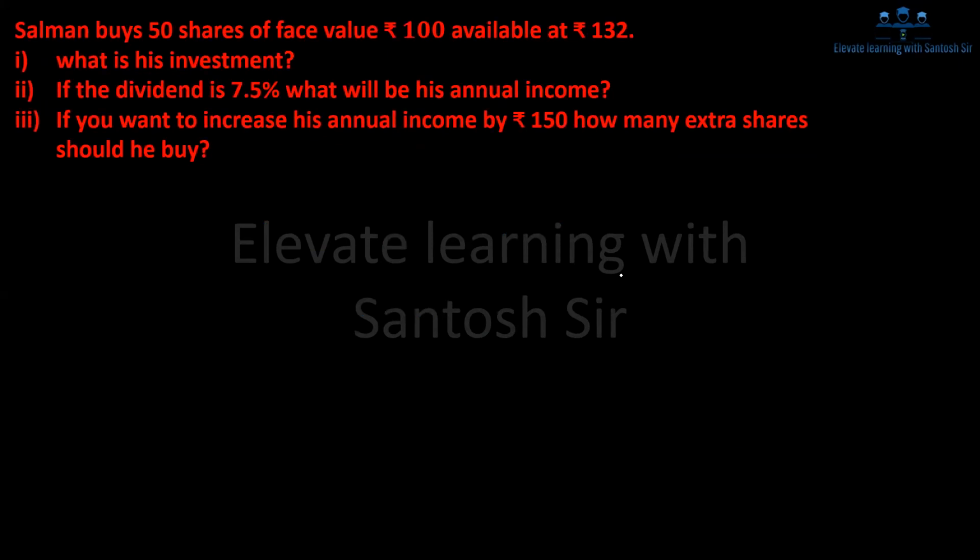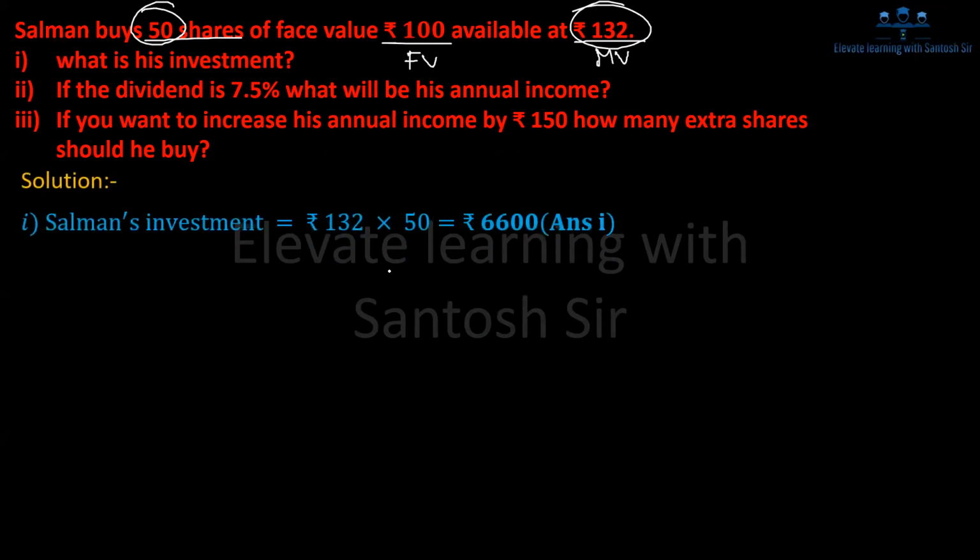Salman buys 50 shares of face value 100 available at rupees 132. We can see that the shares over here are at premium. This is the face value, this is the market value, and this is the number of shares. What is his investment? His investment will be number of shares multiplied by market value of each share. So we get 132 multiplied by 50, that is 6,600.